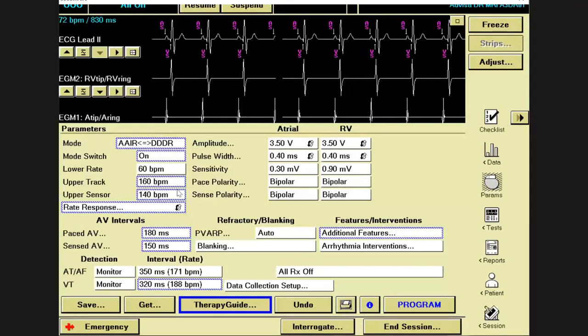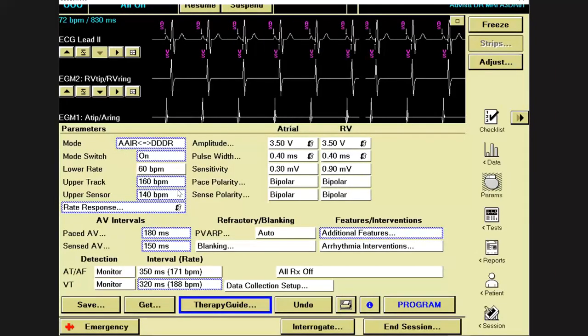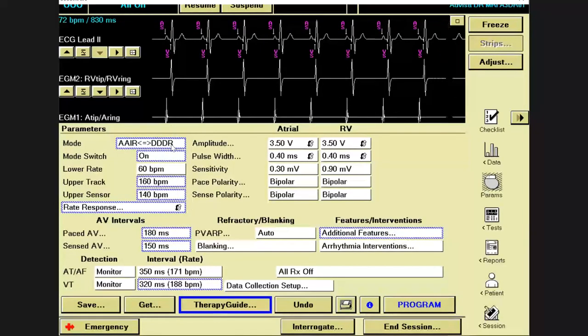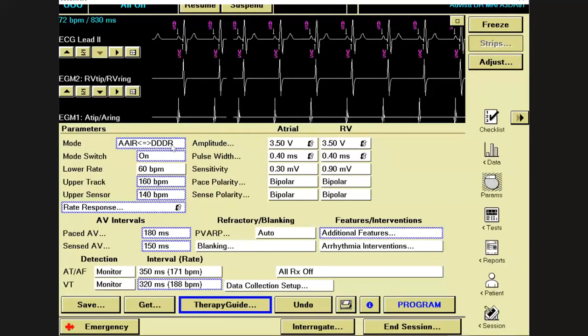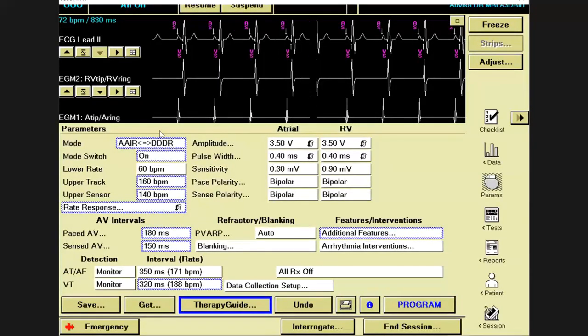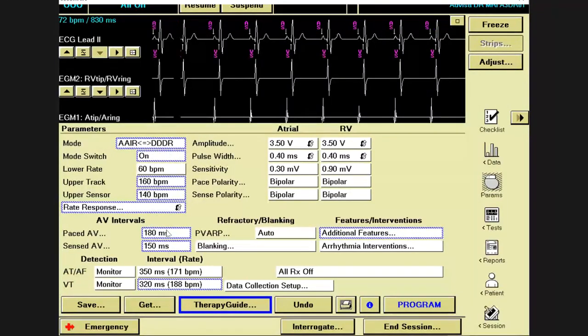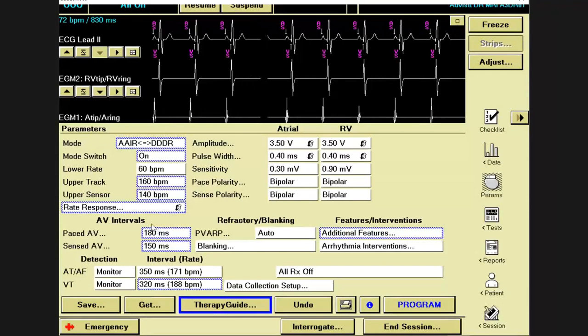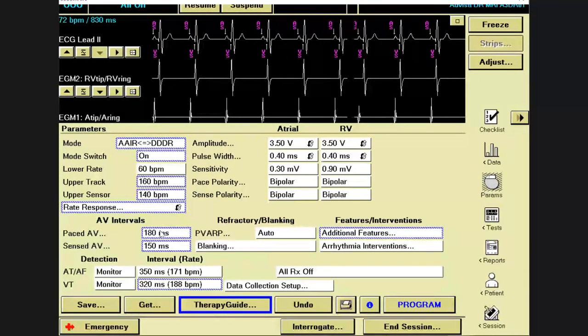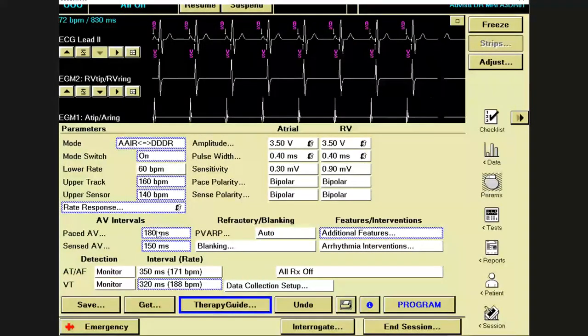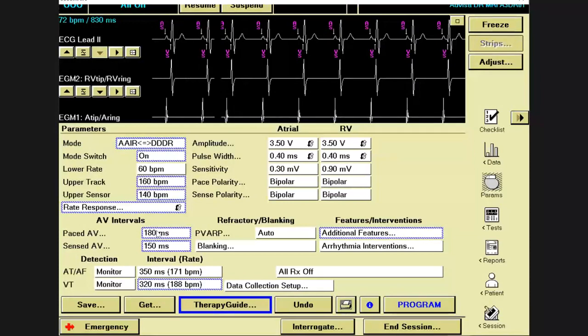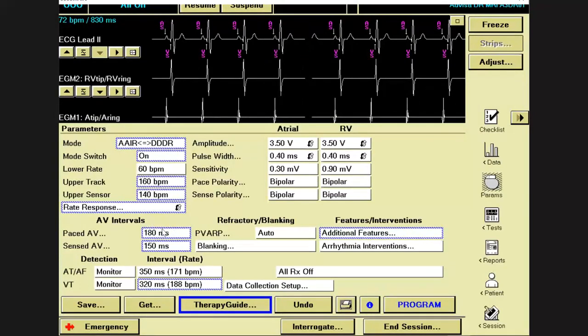It will allow AV conduction and you will not pace the ventricle. But as we discussed the other day, if the patient goes into persistent AV block, then it will switch to a DDDR mode. At that time, while pacing in DDDR mode, it will apply the programmed AV interval, which will be about 180, 200 millisecond.